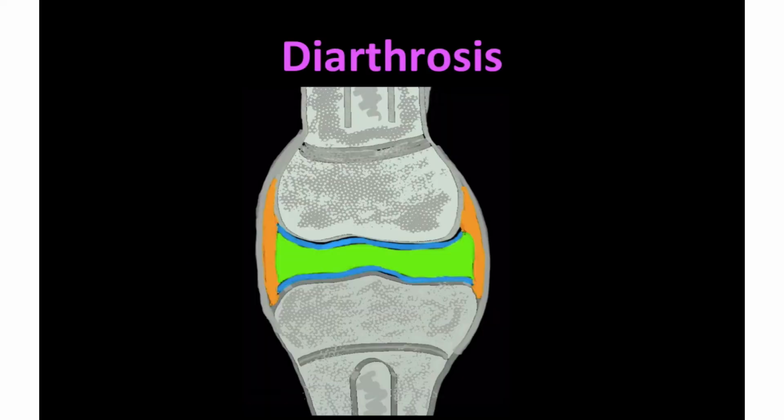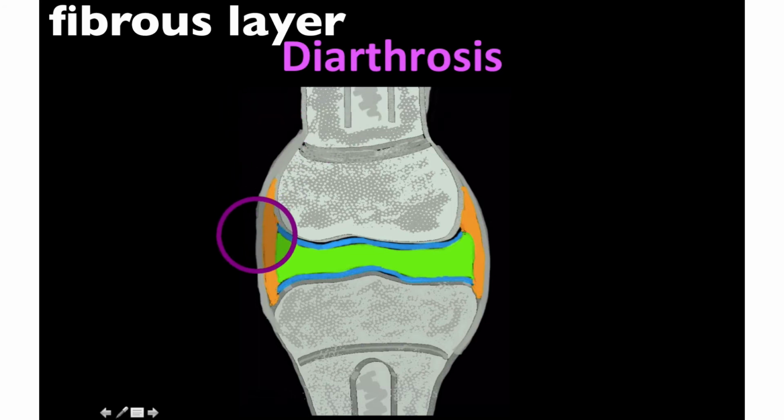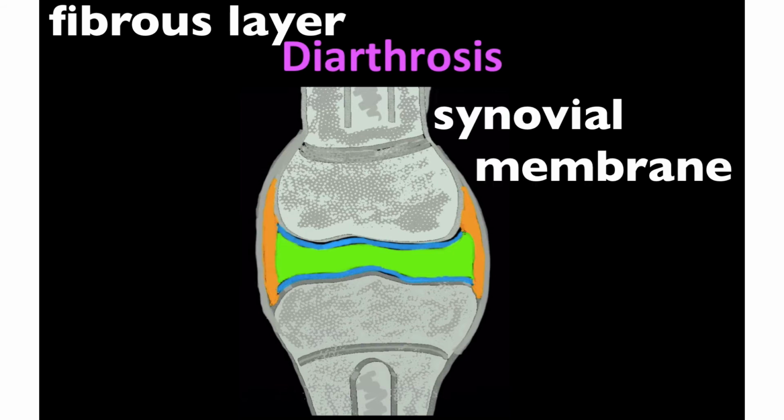We also have diarthroses, which are synovial joints. And these are really the joints that most people think about when they're thinking about joints in the body, such as the shoulder, the elbow, the knee. And they are composed of a joint capsule, which includes a fibrous layer right here, which is continuous with the periosteum of the bone. So this is the fibrous layer right here in gray. In orange right here, we see the synovial membrane. So the synovial membrane and the fibrous layer make up the joint capsule.